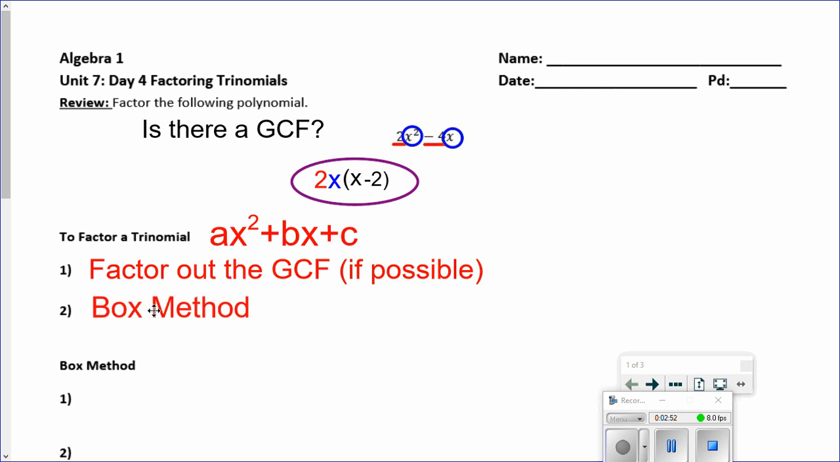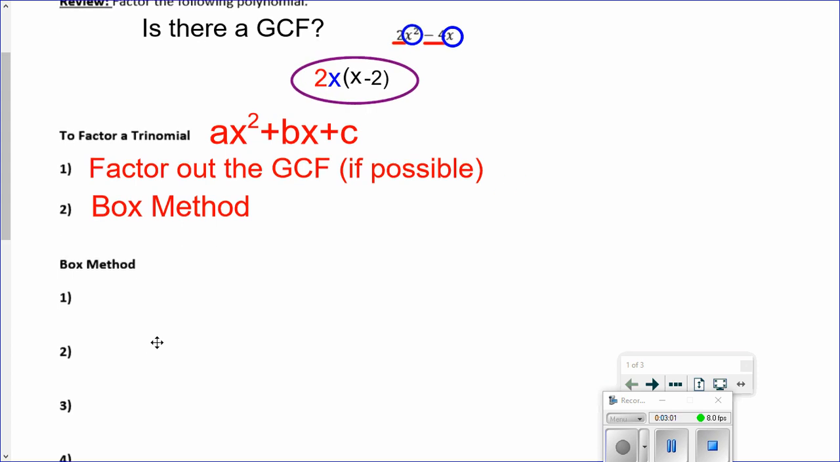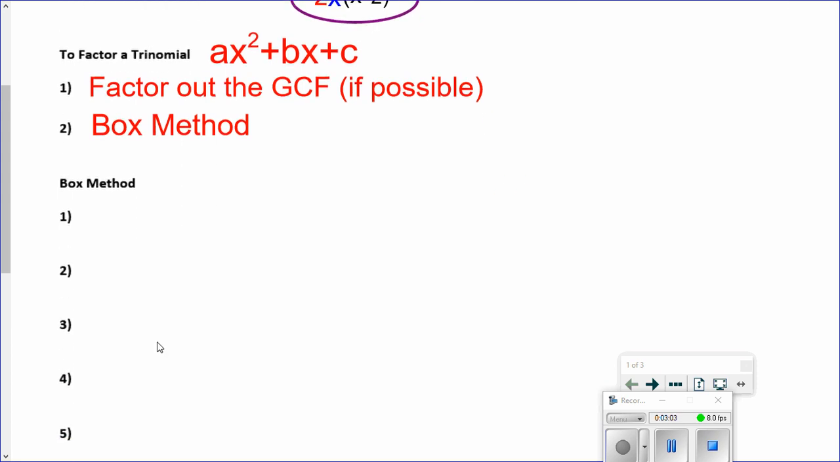So not only did we use box method for multiplying, we're going to use it to undo the multiplication and factor as well. So these next 6 steps, seems like a lot, it's really not. I'm a poet and didn't know it. Okay, enough with being corny.